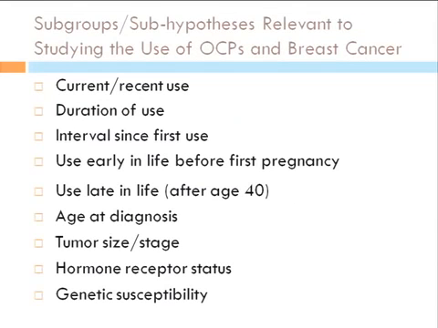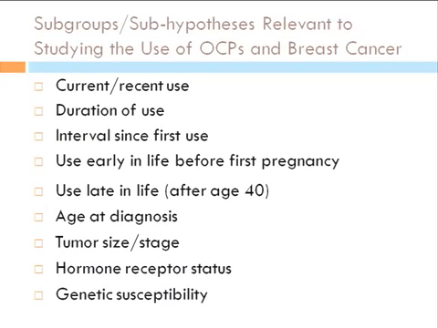So some of the things that an epidemiologist might want to study, once you figure out that it does appear that this exposure leads to disease, right? You then want to do subgroup analyses. So in the case of oral contraceptive pills and breast cancer, people are interested in, is it current or recent use that is important, or long-term use? The duration of use, okay? The interval since the first use. So maybe you don't have to use it the entire time. Maybe it just matters when you started and how long it's been since you started using OCPs.